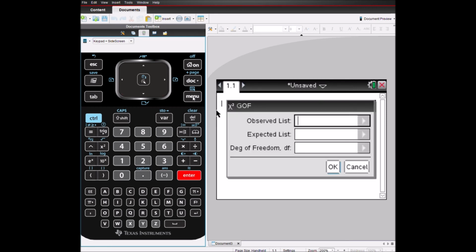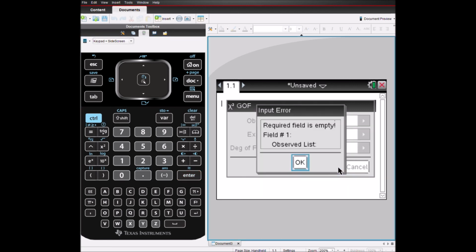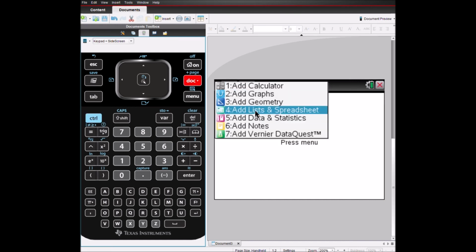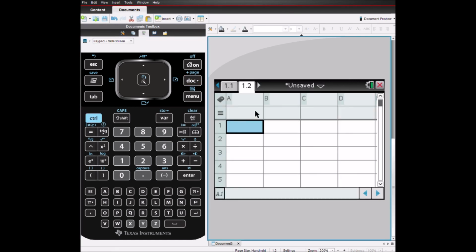So it's going to ask you for an observed list, and it's going to ask you for an expected list, then degrees of freedom, which in this case is 5 minus 1, 4. So it's asking for 2 lists, and for that, we go to a lists and spreadsheets page. So we'll go ahead and add this one, number 4. And I want 2 lists, one for observed counts, one for expected counts. So I'll call these OB and EX respectively.